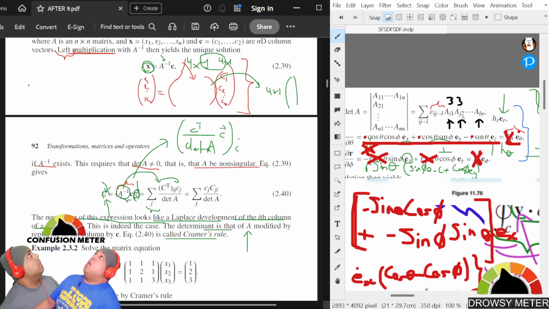The cofactor transpose looks like a Laplace development along the i-th column. This is indeed the case. C_ji, Kronecker delta, delta_ji.